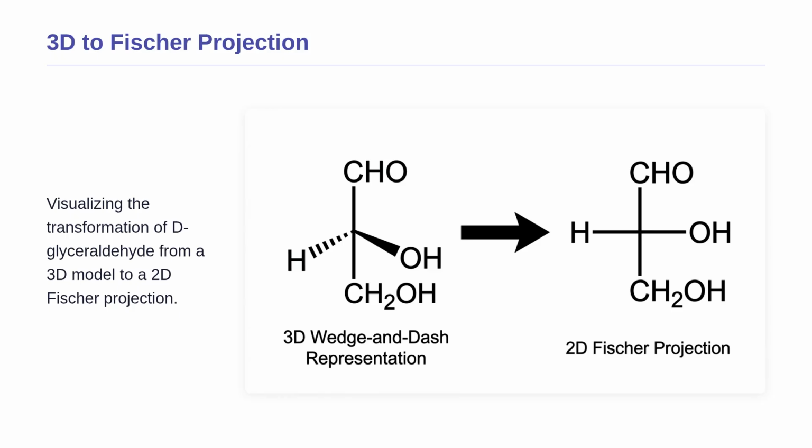When we translate this to the Fischer projection on the right, those forward-pointing bonds become the simple horizontal line of the cross. The hydroxyl group is clearly visible on the right side of that horizontal line, confirming our D configuration. This specific arrangement serves as the universal reference point for naming all other carbohydrates.